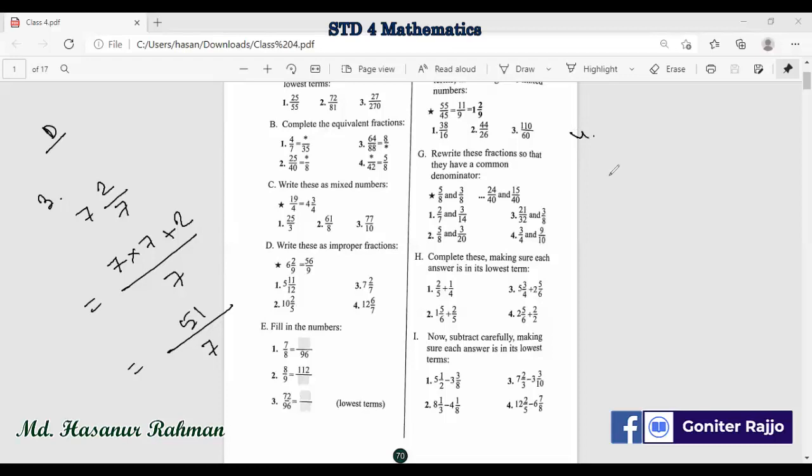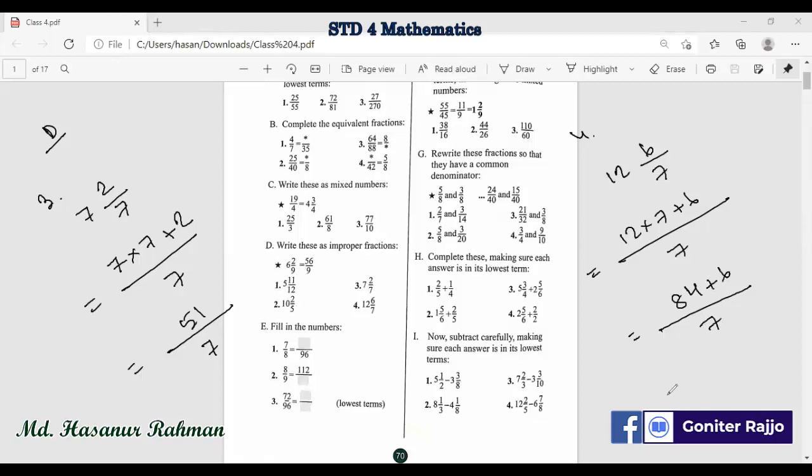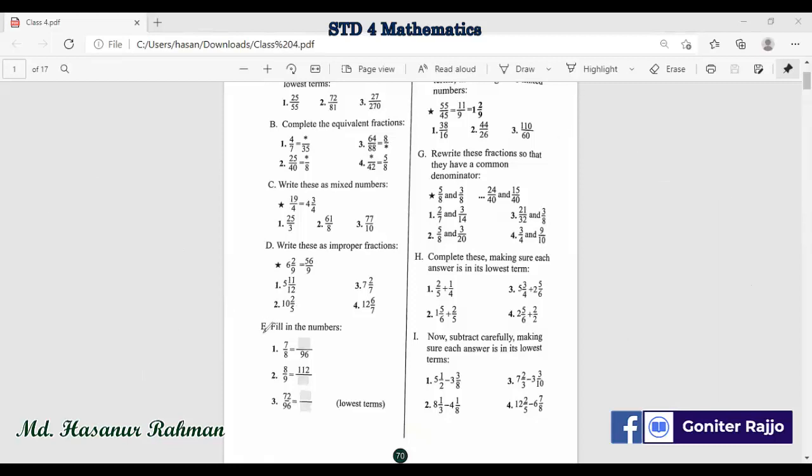Number 4, that is 12 whole 6 by 7. So we have to multiply 12 times 7. Then we have to add 6 with it. Now 7 times 12, that is 84, plus 6 by 7. 84 plus 6, that is 90 by 7. And that is the answer of number 4. Now number E, fill in the numbers.